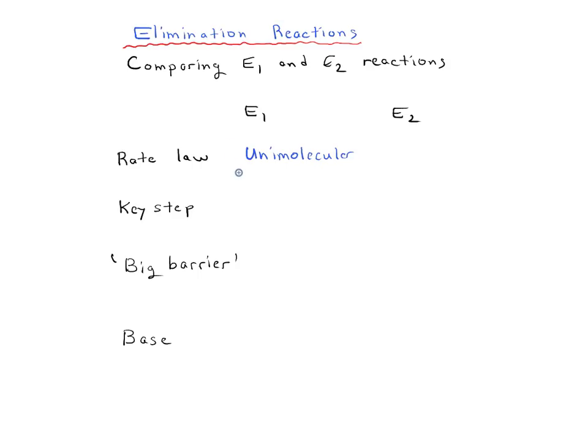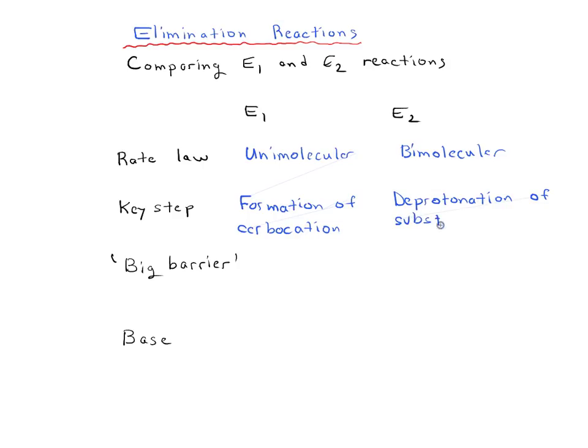It was unimolecular. So the slow step was formation of the carbocation. By contrast, the E2 was bimolecular. So we had both the base and our substrate present in the key step of the E2 reaction. And the key step was deprotonation of the substrate by the base. Okay, so formation of carbocation versus deprotonation of substrate by the base.